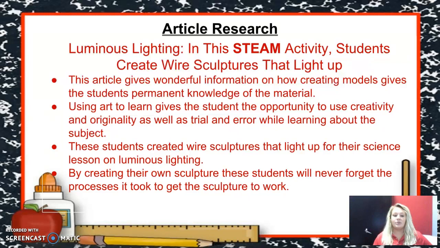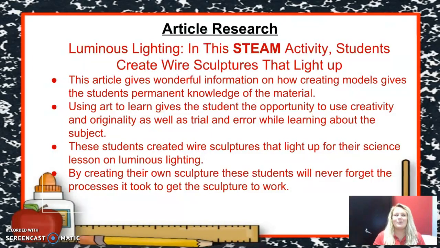Okay, for my second article research, I had a second article that was kind of similar to the first one, except it was a completely different school system, and they did luminous lighting. They had a STEM activity where they had wire sculptures, and they had to create them, use electricity, and figure out how to make them light up.